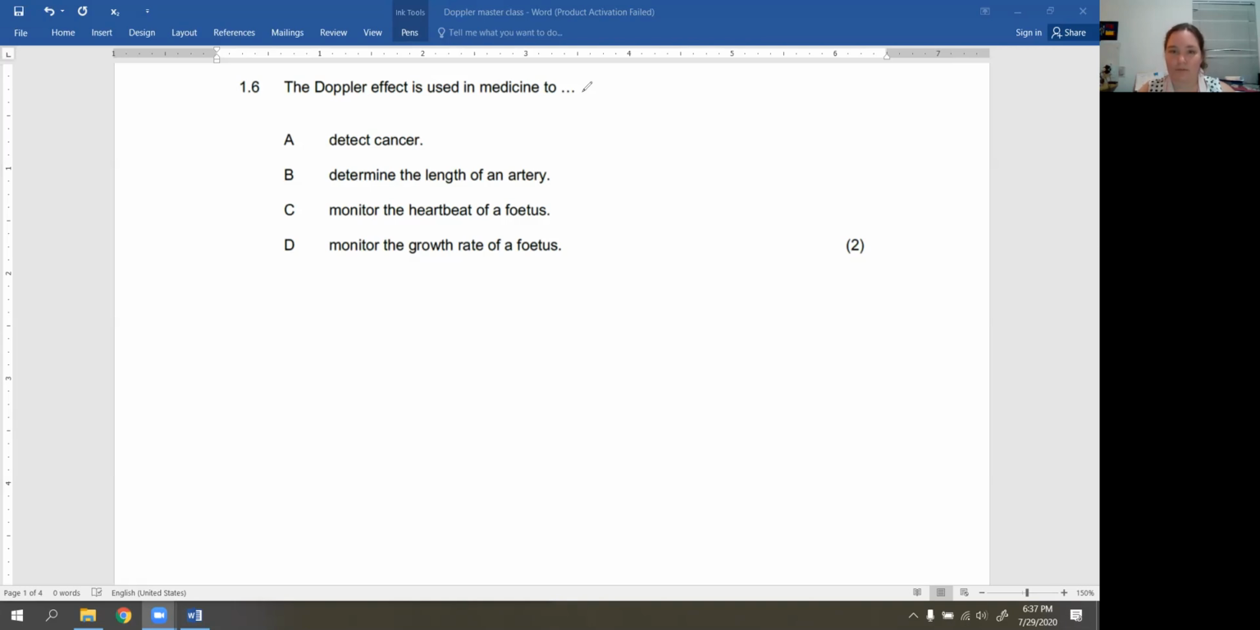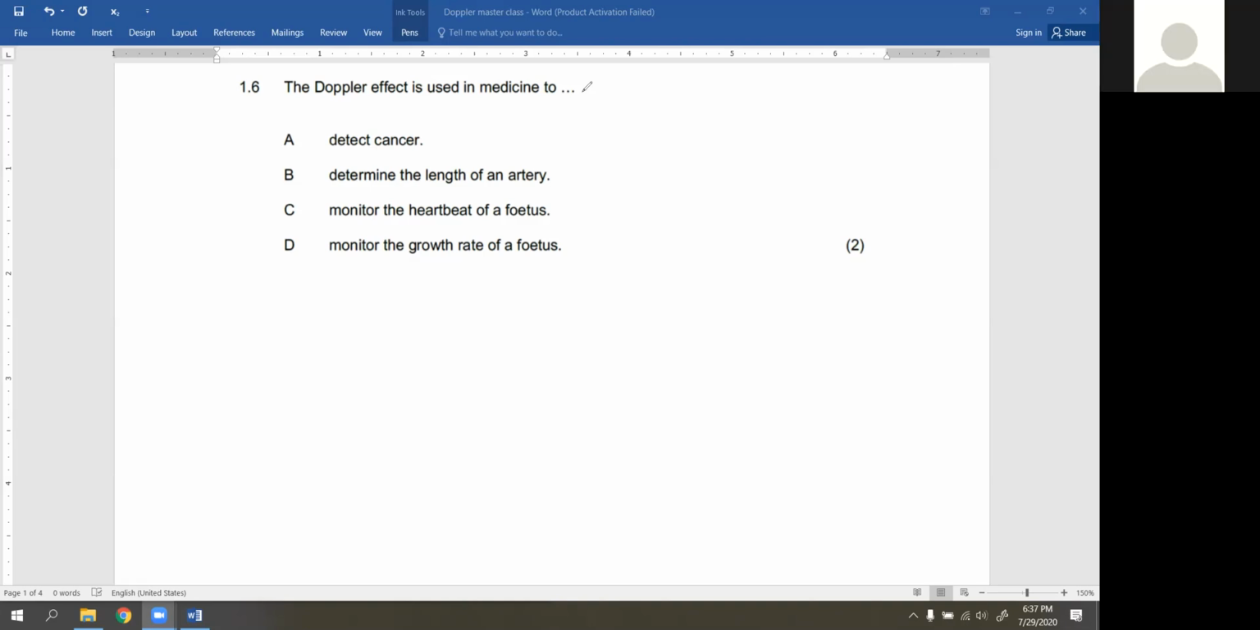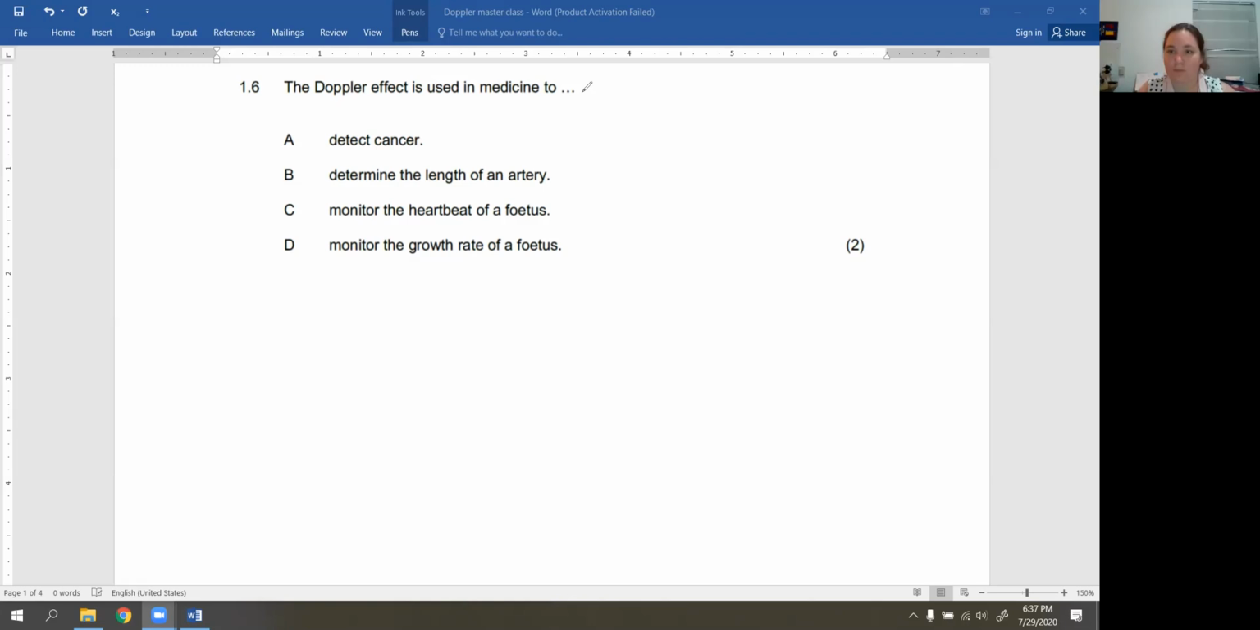Okay, good. Okay, fantastic. So I haven't even written anything down, but we'll do it anyway. It's not used to detect cancer, okay? You can use gamma radiation to treat cancer, but that's not what we're asking. It's not used to determine the length of an artery.